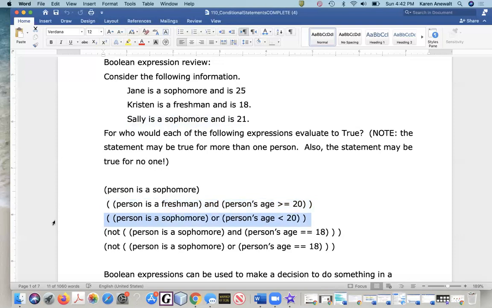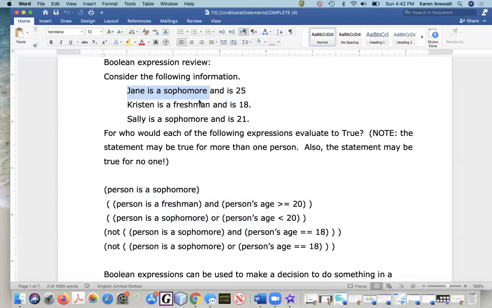Let's look at the third example. The person's a sophomore or their age is less than 20. If we evaluated that with Jane, she would make the first part of the expression true because she is a sophomore, but the second part of the expression would be false. If we evaluated this expression with Jane, it would be true.